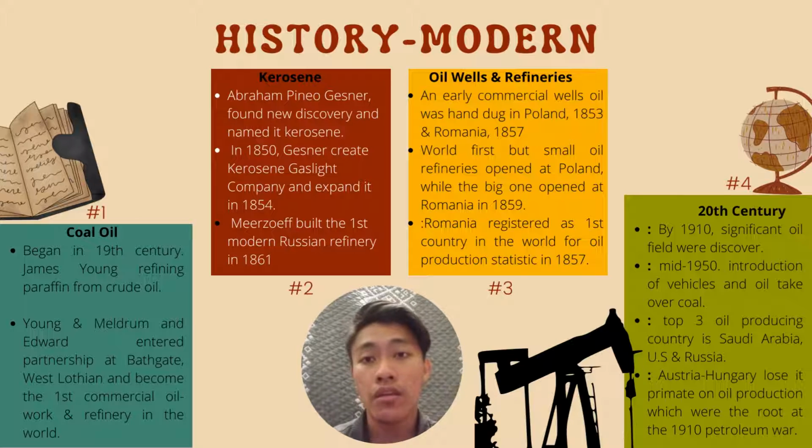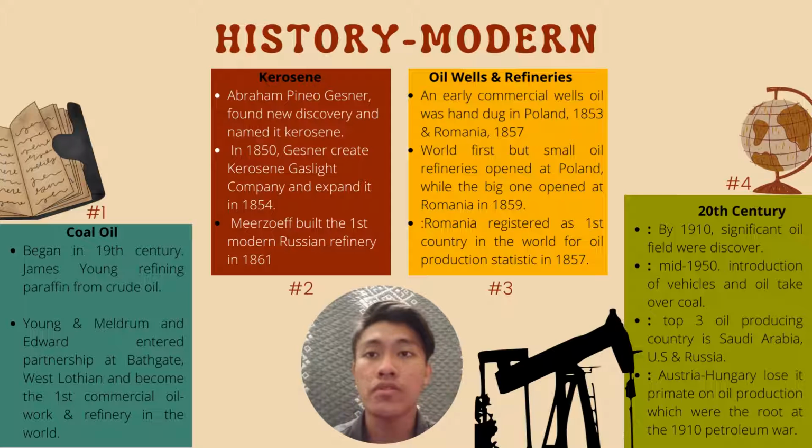In 1850, Gesner created the Kerosene Gaslight Company and began to expand it by 1854. By 1852, Ignacy Lukasiewicz improved the Gesner method to develop a means of refining kerosene from the more readily available rock oil seeps. This discovery rapidly spread around the world, and Morozov built the first modern Russian refinery in the mature oil field in Baku in 1861.